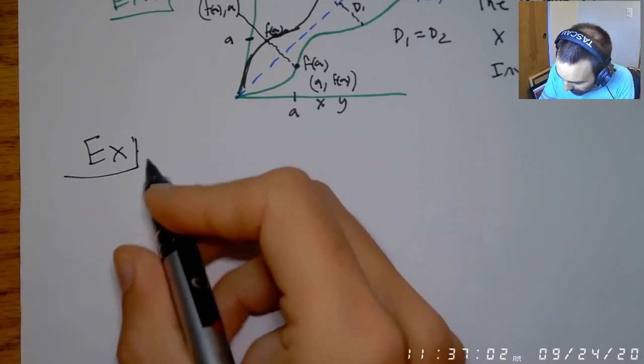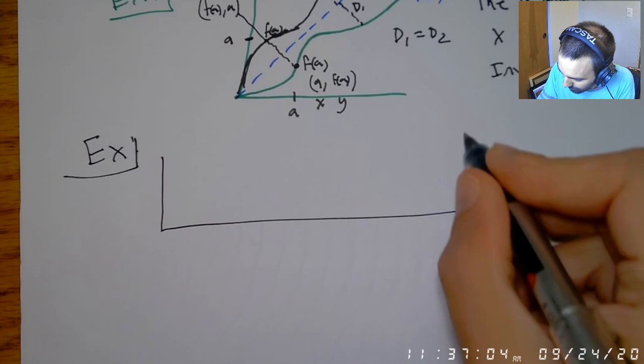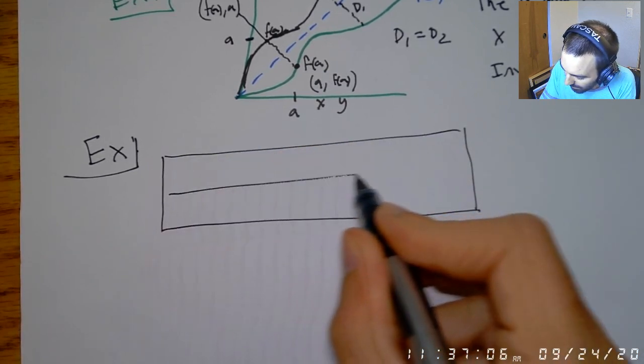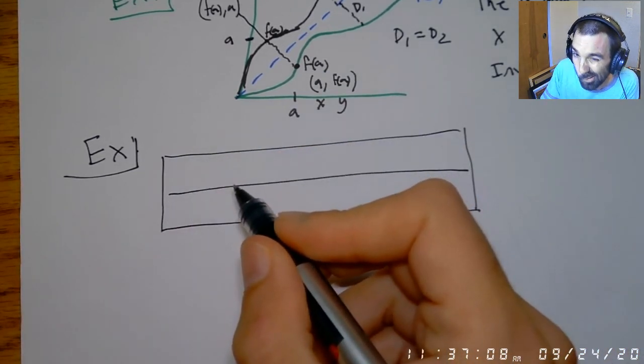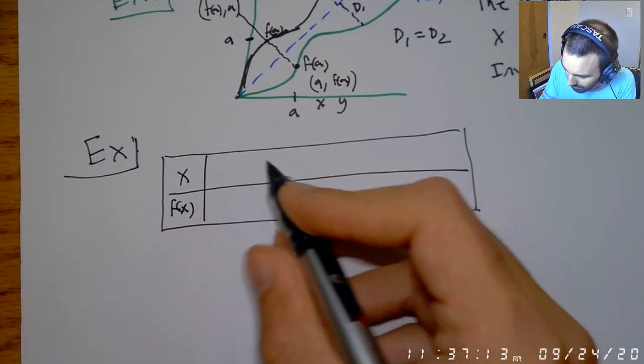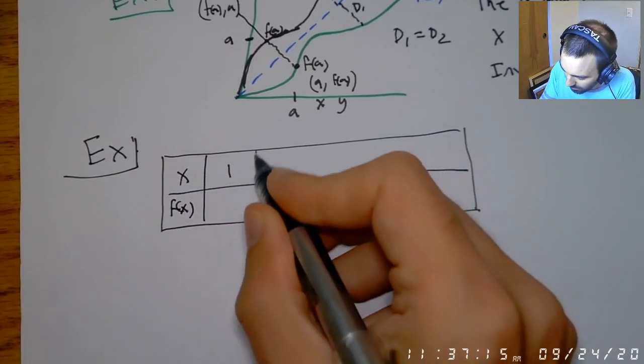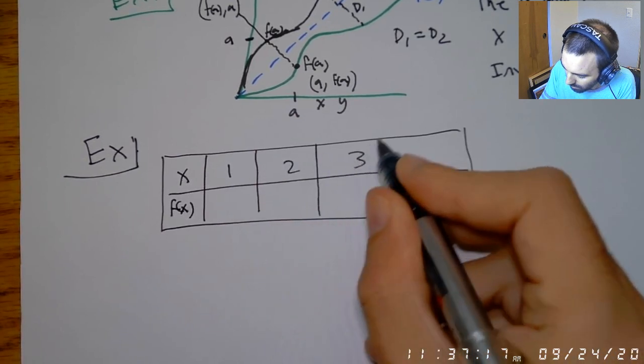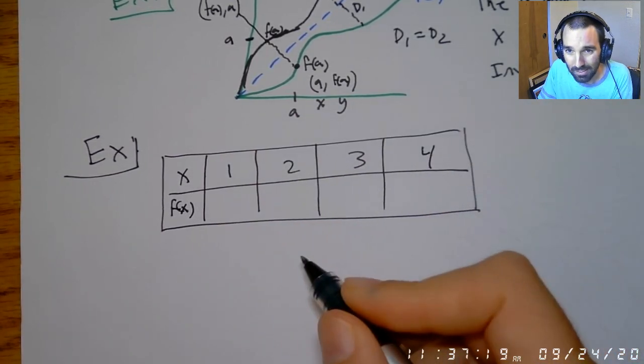Okay. So if I have a table, and this might help you in your homework. Wink, wink. Okay. So let's say I have x and f of x. Okay. Let's say I have 1, 2, 3, because I don't want to get too complicated.